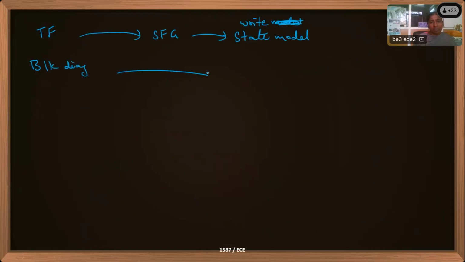For the final exam, they may give you a transfer function, and they may ask you to draw the signal flow graph. Then they may ask you to write the state model from the given transfer function. They may give you a block diagram. Write the state model. They may give you a signal flow graph. Write the state model. They may give you a differential equation. Write the state model.